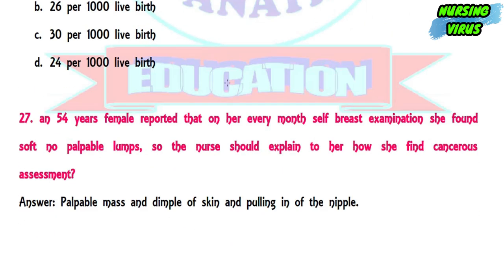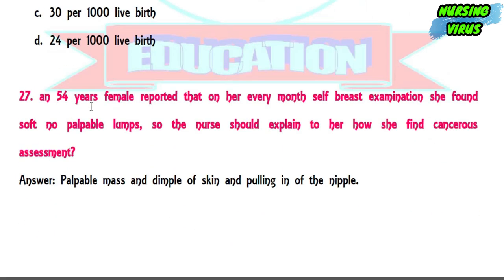So the next one: a 54-year-old female reported that on her monthly self-breast examination she found soft, no palpable lumps. So the nurse should explain to her how she can find out a cancerous breast. So the correct answer is a palpable mass, dimpling of the skin and pulling in of the nipple will be the appropriate answer for explaining the cancerous condition to the female.